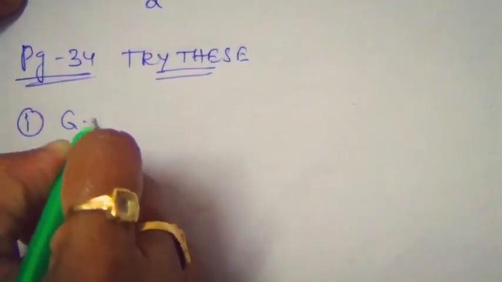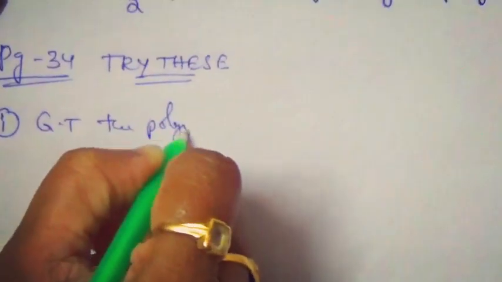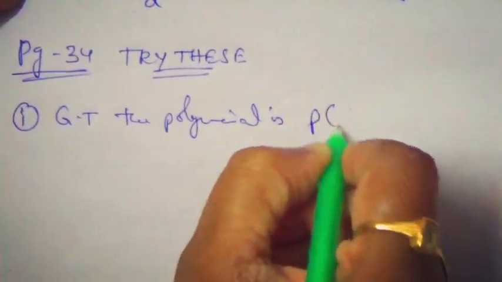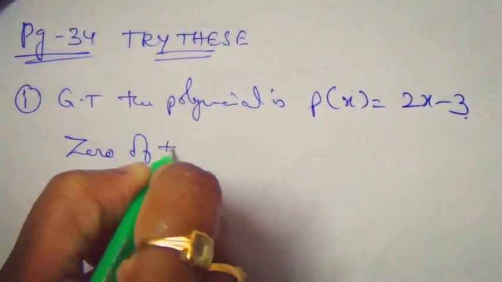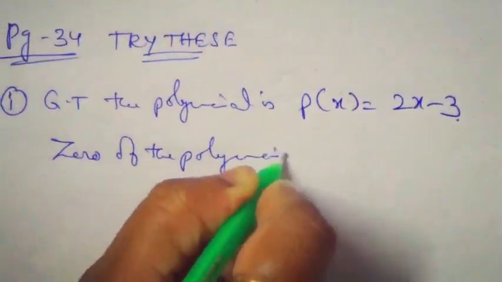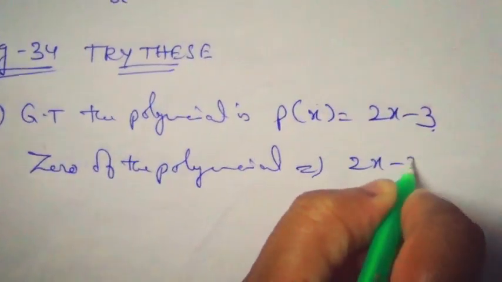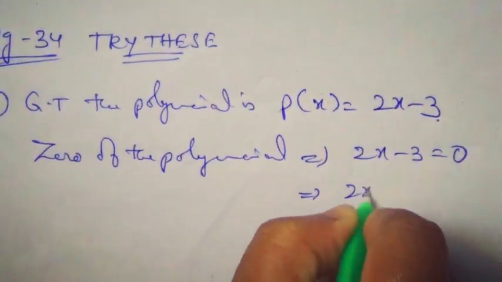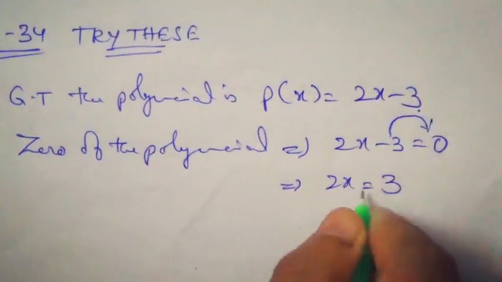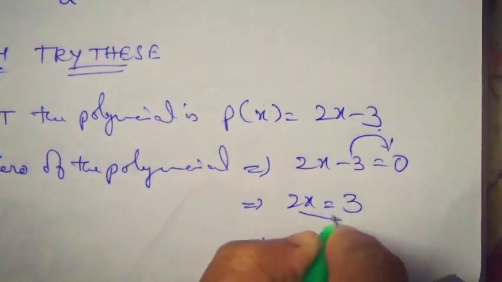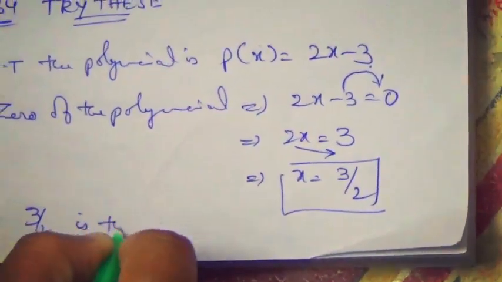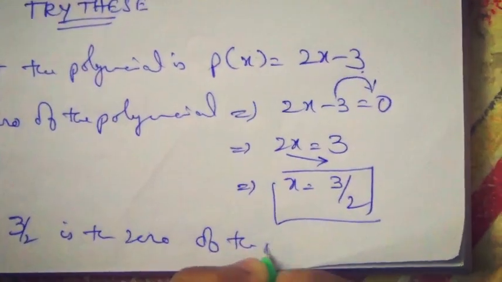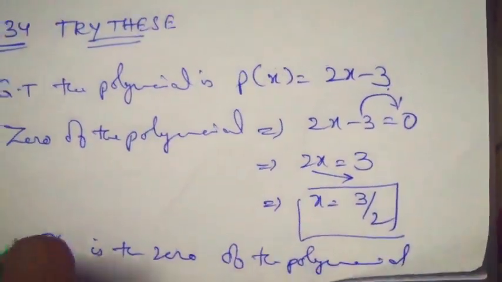First one: given that the polynomial is p of x is equal to 2x minus 3. The 0 of the polynomial, that implies 2x minus 3 is equal to 0. That implies 2x is equal to 3, minus 3 becomes plus 3. That implies x is equal to 3 by 2. Therefore 3 by 2 is the 0 of the polynomial.